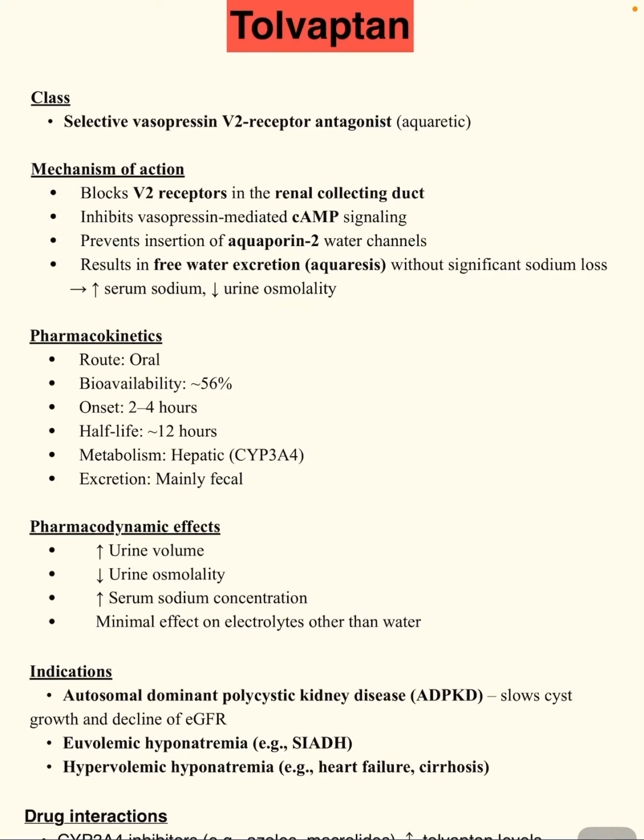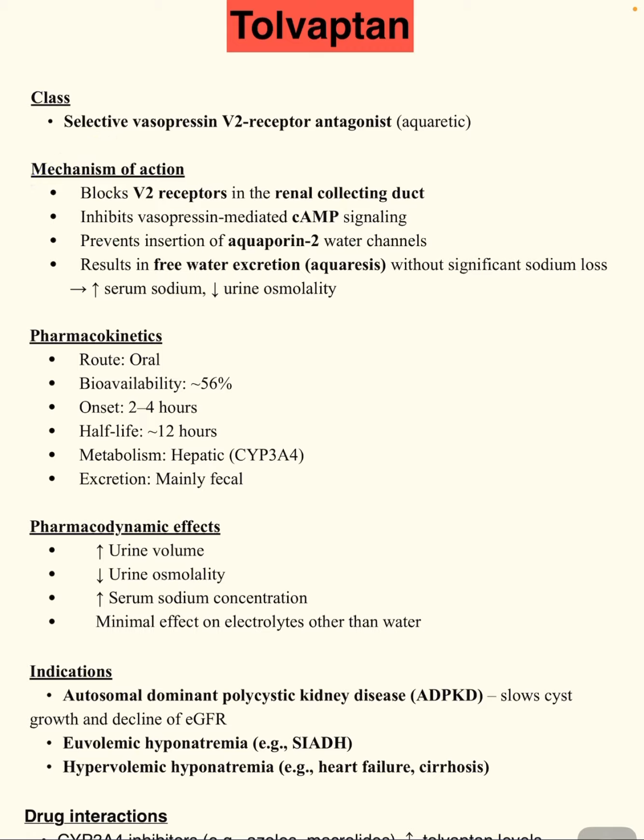Hello everyone. In this video, we will discuss Tolvaptan pharmacology in a simple and exam-oriented way. The drug is called Tolvaptan. V means V2 receptor, ANT means antagonist. That is, it is a V2 receptor antagonist. So, Tolvaptan belongs to the class of vasopressin receptor antagonists, also called Vaptans. It's a selective V2 receptor antagonist.